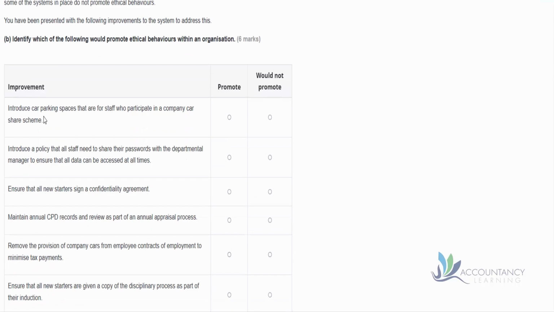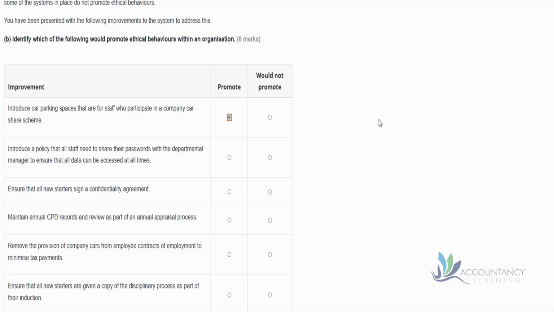to identify which of them would promote ethical behaviours within an organisation. So the first one, introducing car parking spaces that are for staff who participate in a company car share scheme. So having a car share scheme is good, isn't it? Because if we're sharing a car rather than all of us individually driving our cars, it means that we're going to be using fewer fossil fuels, we'll be using less energy, and that's sustainable behaviour, and that's part of being ethical. So yes, that sustainable behaviour would promote ethical behaviour.